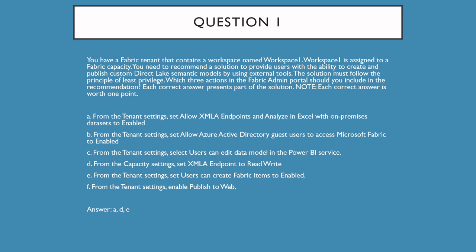Whenever there is a conversation about XML endpoint, you always go to the capacity settings. So that's very obvious that D would be one of the options. Now here it is specifically asking about the ability to create and publish custom Direct Lake semantic models using external tools. So you have to allow the XML endpoints and analyze in Excel with on-premises datasets to be enabled. That is option A. Then option D and option E. So those are the right answers.